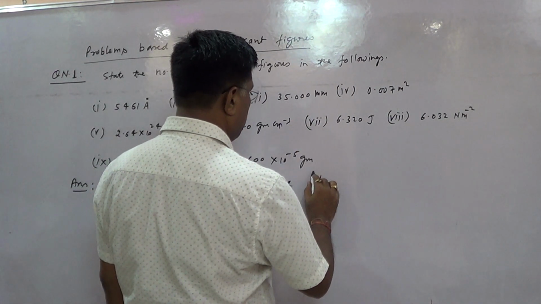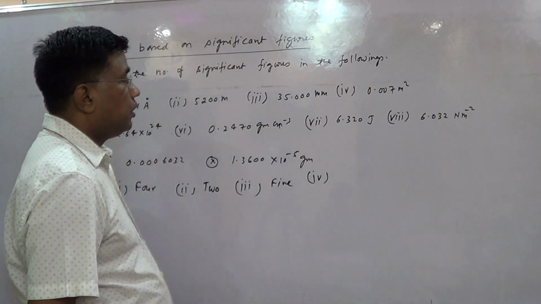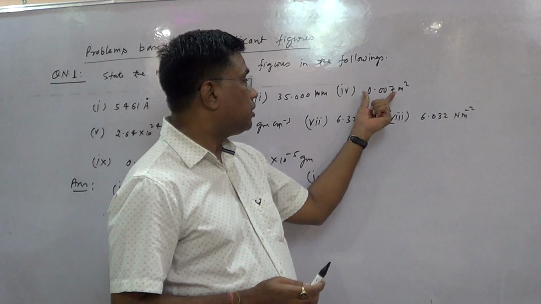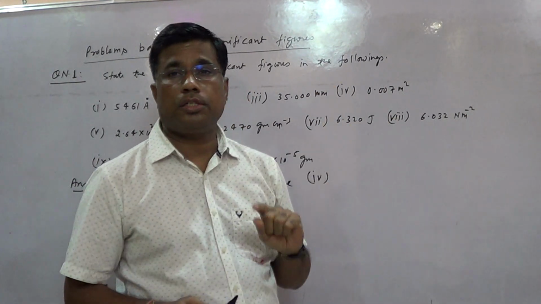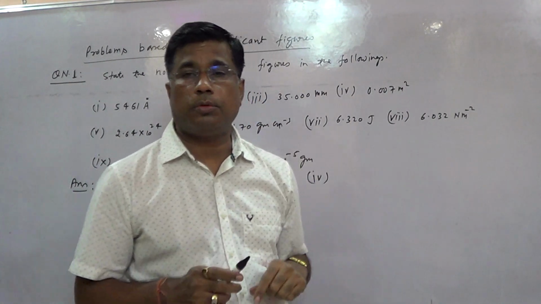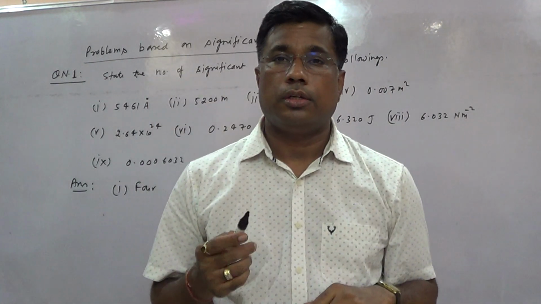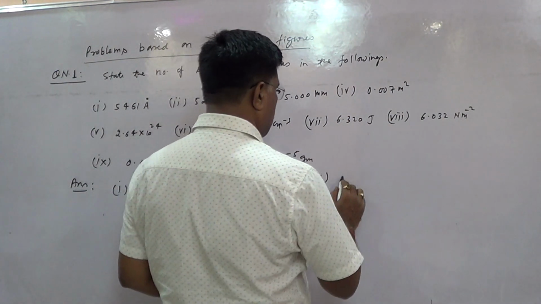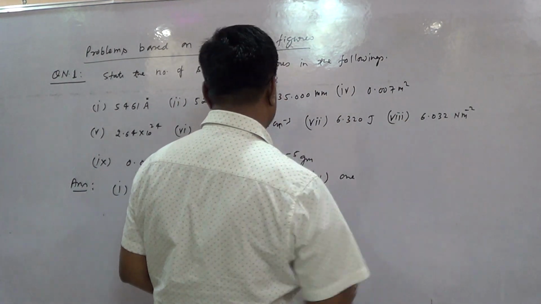Now in question number 4, 0.07 is written. Students, in this measurement, only this 7 is a significant figure. These zeros are not following any kind of rule I taught you in the different rules. So there is 1 significant figure in this measurement.